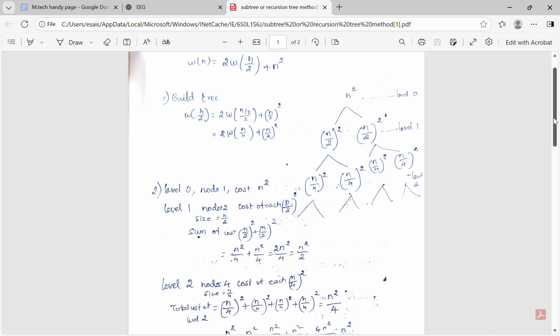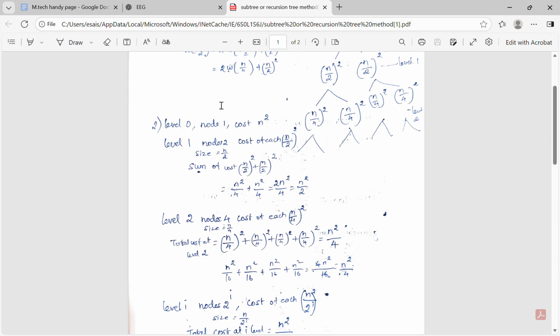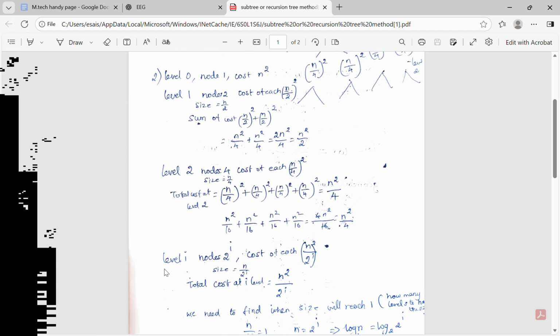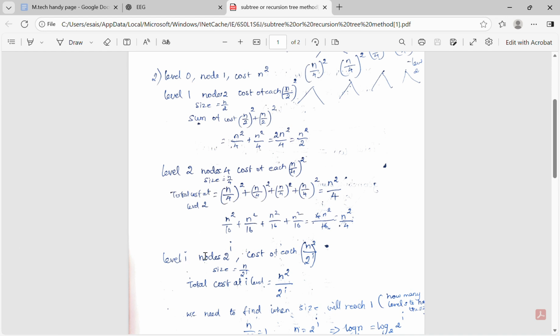So once we form the tree, we can say, in the top, this one is level 0. At level 0, we have one node and the cost is n square. At level 1, we have two nodes and one node's cost is n by 2 the whole square. The total cost is n by 2 the whole square plus n by 2 the whole square, which is n square by 2. Likewise at level 2, and for every level I, the node count is 2 power I. So here 2 power 0 is 1, 2 power 1 is 2, 2 power 2 is 4. So the node count is 2 power I, and the cost per node is n by 2 power I the whole square.